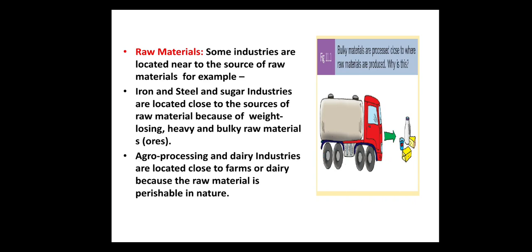Why? Iron and steel industry and sugar industry are located near the source of raw material because these industries are weight-losing industries. These are heavy, bulky industries. Raw materials are very heavy and bulky. Because of that, in order to earn more profit, they have to locate near the source of raw materials.